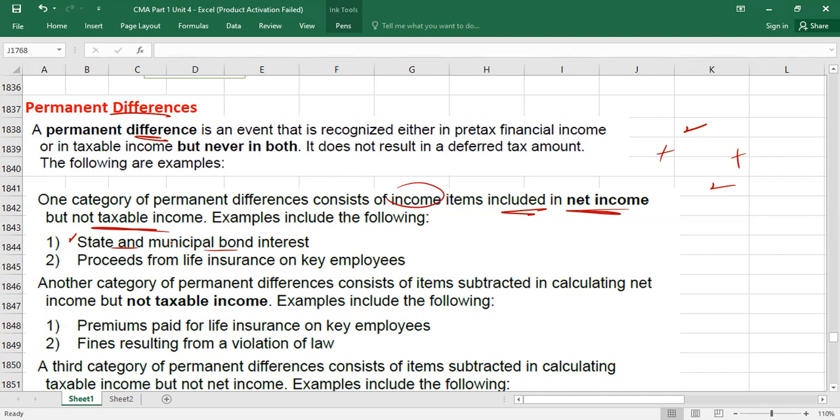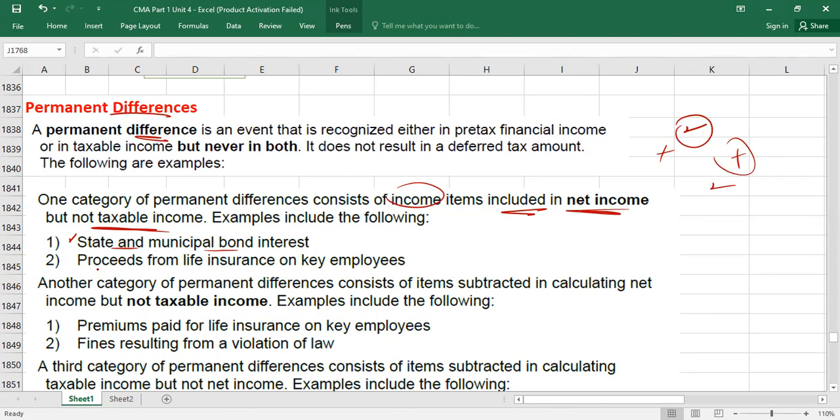That interest you are showing as income in your income statement, but tax authorities don't take it as income. So you cannot record it there. It means it is recorded under accounting, but it will never be recorded under tax. So this is what a permanent difference is.